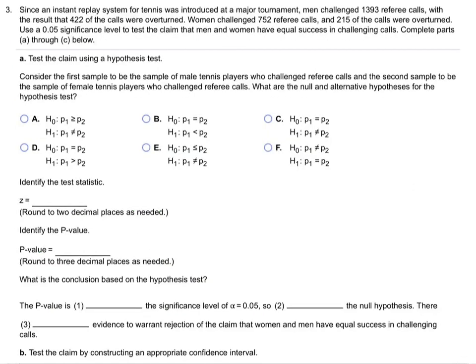Since an instant replay system for tennis was introduced at a major tournament, men challenged 1393 referee calls with the result that 422 of the calls were overturned. Women challenged 752 referee calls and 215 of the calls were overturned. Use a .05 significance level to test the claim that men and women have equal success in challenging calls. So, equal success in challenging calls.